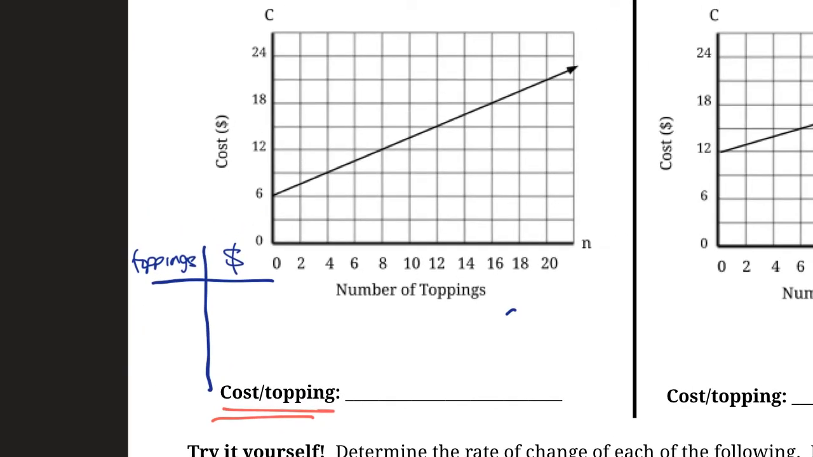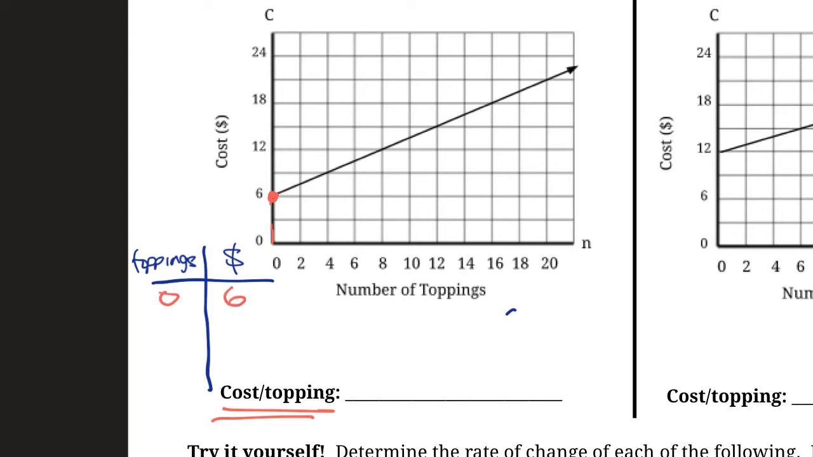Now, in the last video, we were given a table. Here we can set up our own table. So let's pick a few points from the graph. First of all, we know if we get 0 toppings, we're going to pay $6. So let's put that in our table. 0 toppings cost $6.